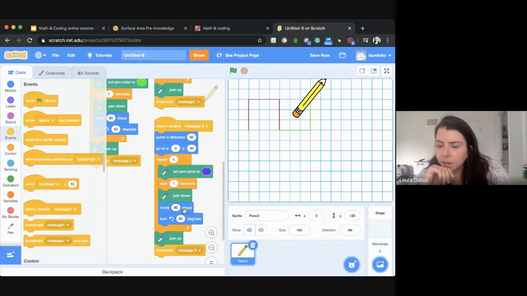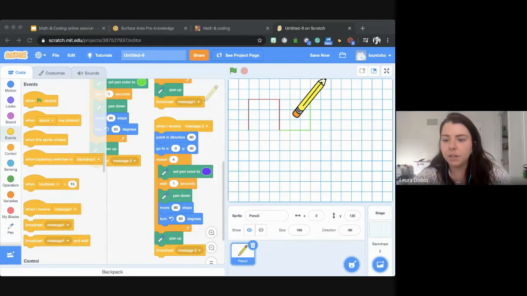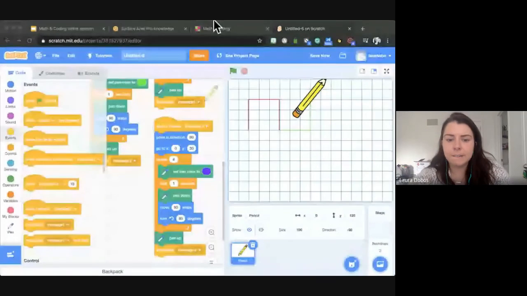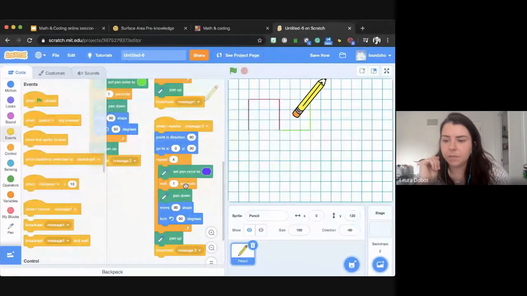Andrew, that's fine. Is it working okay for you? Yeah, it shouldn't matter which way you turn, because they're both 90 degrees. It's just which way the square is being drawn.